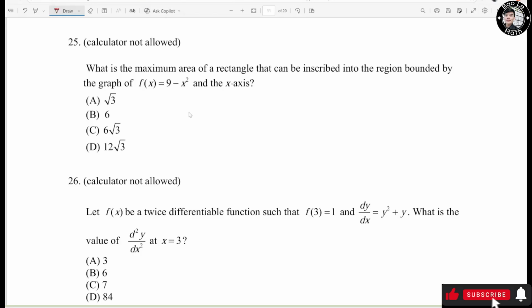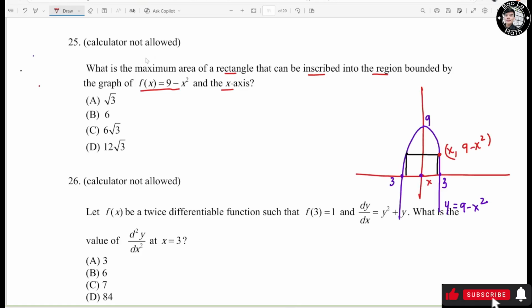Now let's move on to question 25. What is the maximum area of the rectangle that can be inscribed into the region bounded by the graph f equals 9 minus s squared and the x-axis? Alright, so we just draw the graph to see what happens. Now the area of the rectangle is A equals length times width. The length is the distance from here to here, and the width is from here to here.